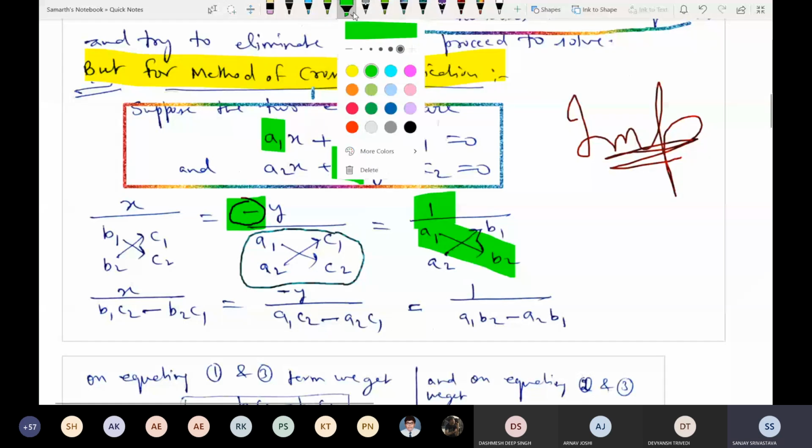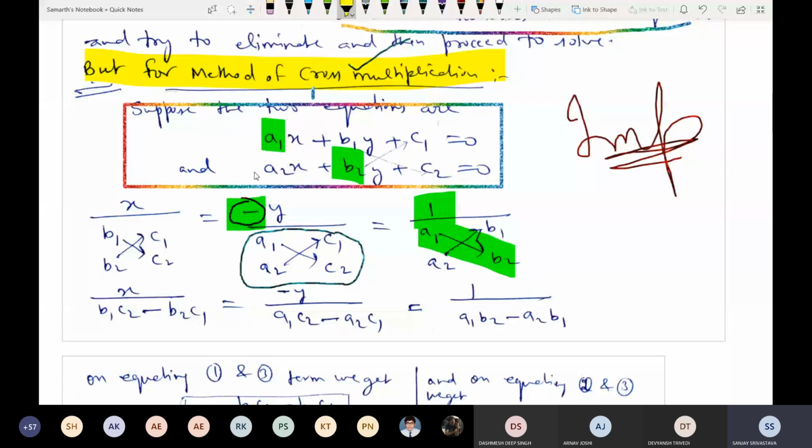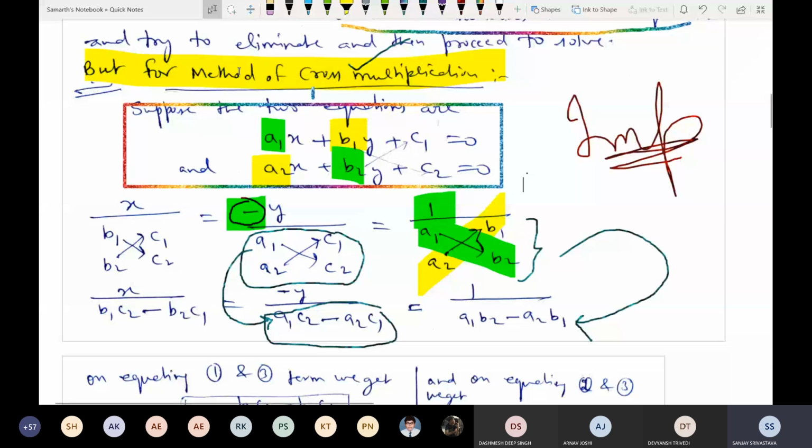After simplifying, I have written: x upon b1c2 minus b2c1 is equal to minus y upon a1c2 minus a2c1 is equal to 1 upon a1b2 minus a2b1. We will write this, and now on equating, there are 3 terms with the equal to sign in between: x upon b1c2 minus b2c1 is equal to minus y upon a1c2 minus a2c1 is equal to 1 upon a1b2 minus a2b1.